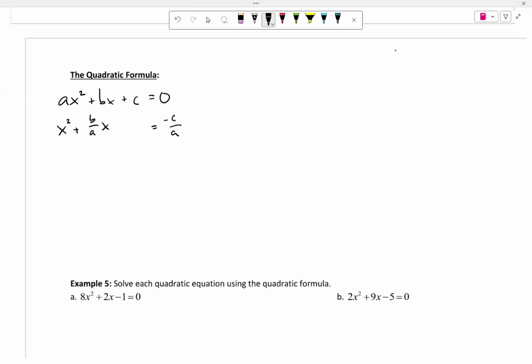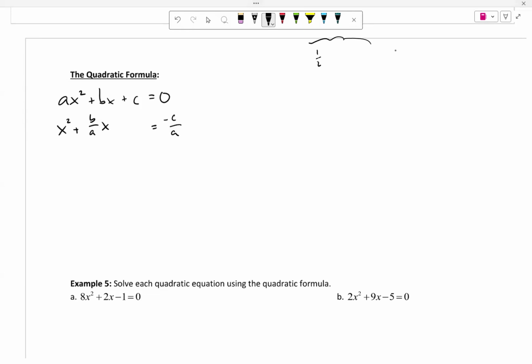Would you please check with your neighbor? What am I supposed to add to both sides? What do I add to both sides? You should be discussing. Okay, how do I do this? Divide what by 2? Multiply what by 1/2?